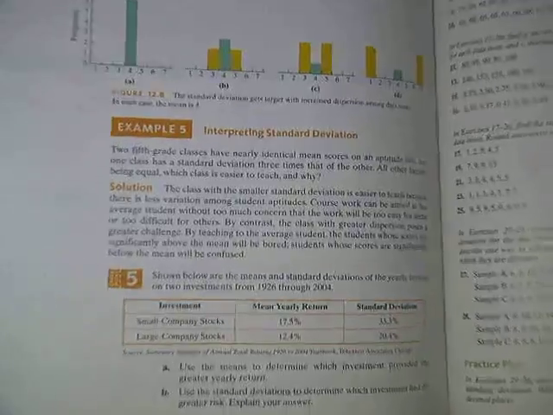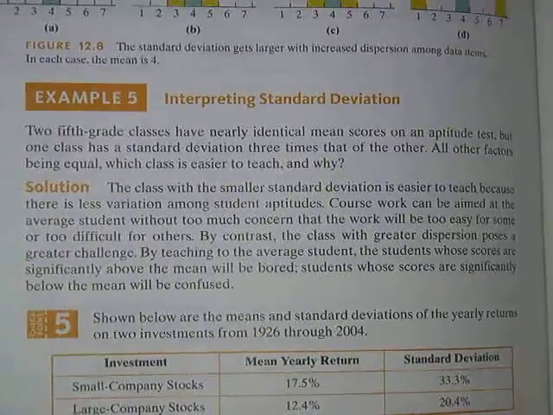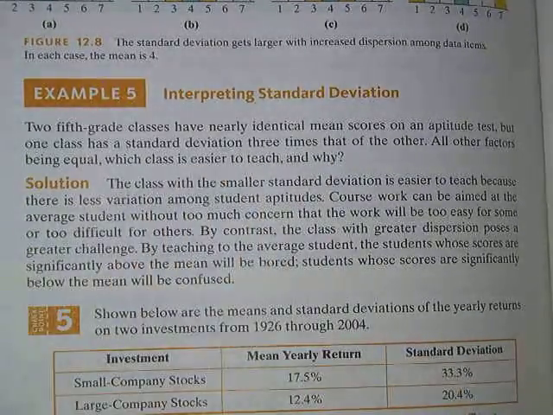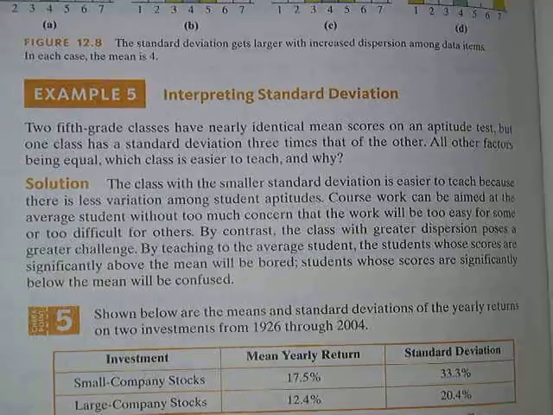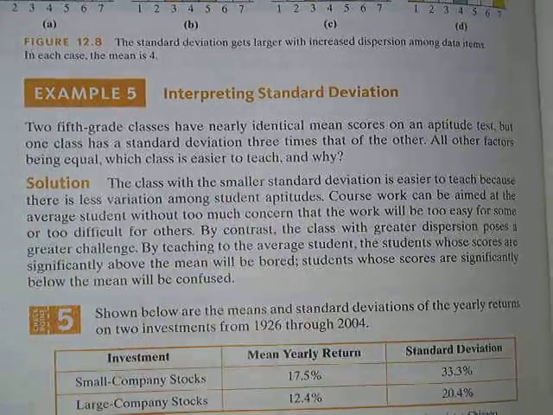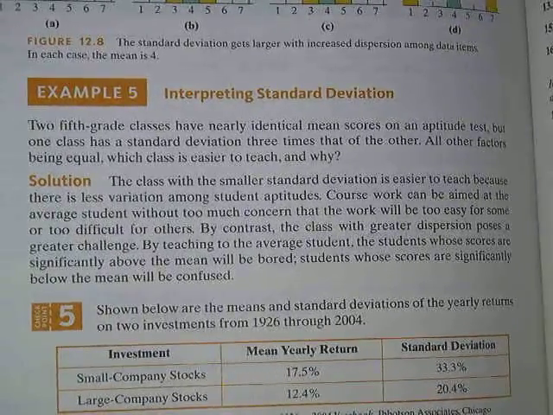Now, a little bit about why we would want to find the standard deviation or what it tells. I'm going to use your book as an example here in example 5. They give us a 5th grade class, nearly identical mean scores on an aptitude test. One class has a standard deviation that's 3 times that of the other. All the other factors being equal, which class is easier to teach and why?